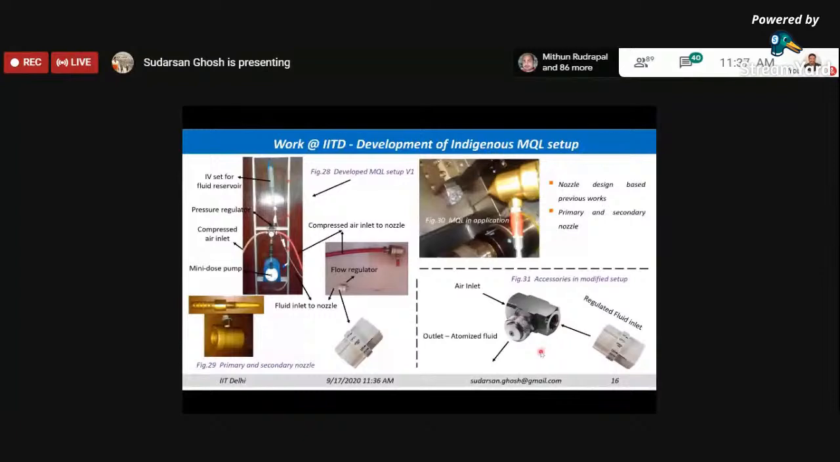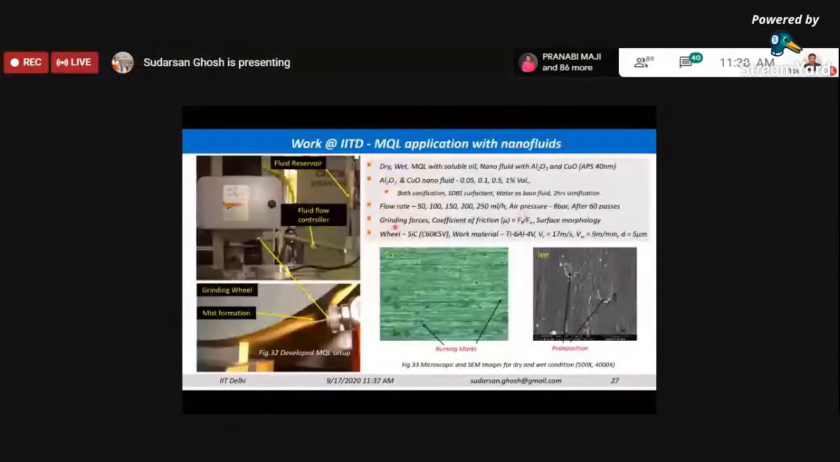We have used both these things, but we have found that this modified commercially available nozzle has worked in a better manner. Initially we developed our own nozzle, but the results were not that good. Then we purchased this commercial nozzle and modified it a little bit, and with that modified nozzle we could achieve much better results compared to the ones we achieved with our indigenously developed nozzle.